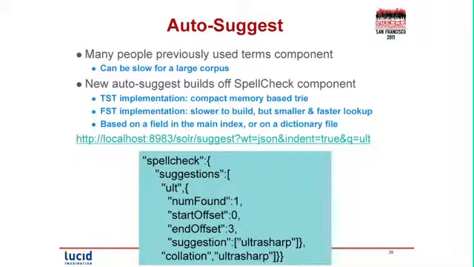We have an auto-suggest component. Auto-suggest is when the user starts typing something and you want to show them auto-completion suggestions. We have a couple of implementations now. The first, a TST implementation, is a compact memory-based tree. The second is an FST-based implementation. In comparison, it's slower to build, but it is much, much smaller and also has faster lookups.